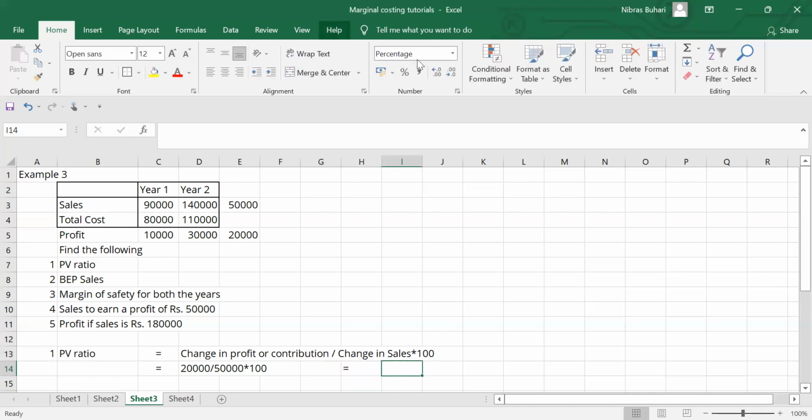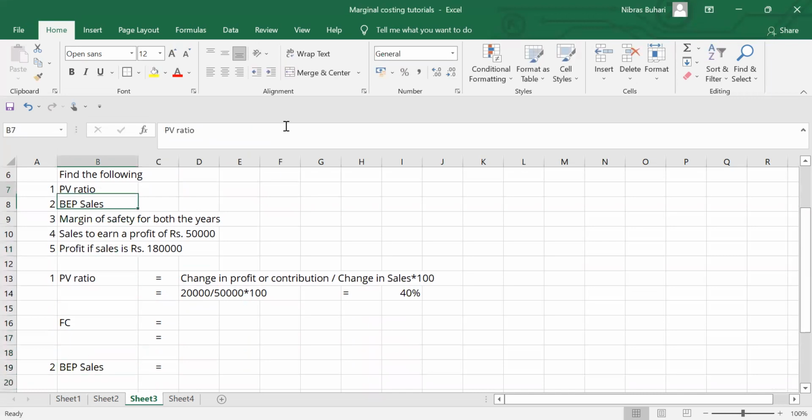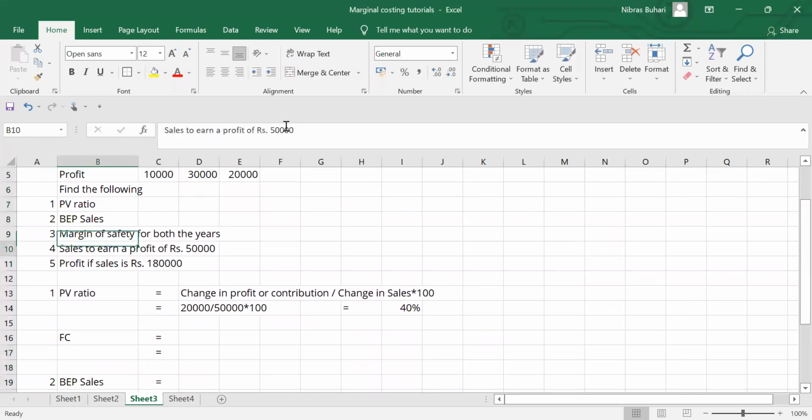Let this be in terms of percentage. 20,000 divided by 50,000. It's 40%. PV ratio is 40%. But to find the BEP sales, I need fixed cost.